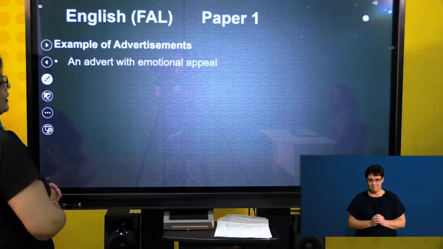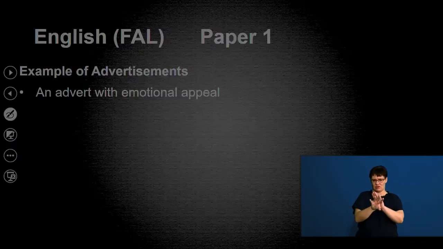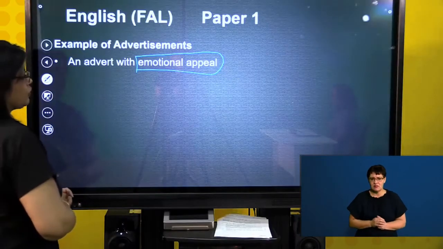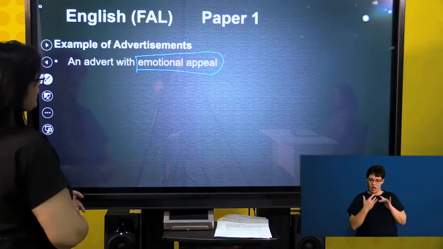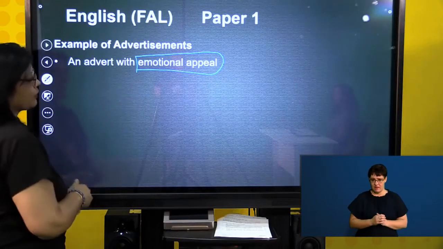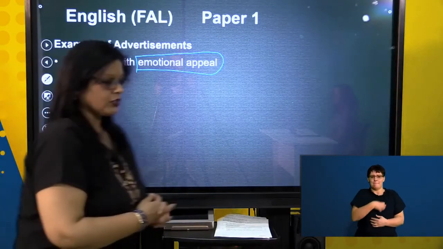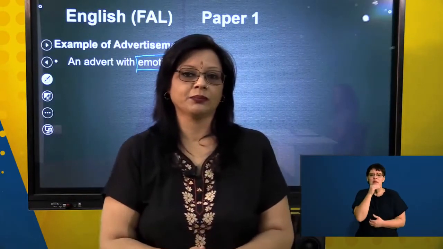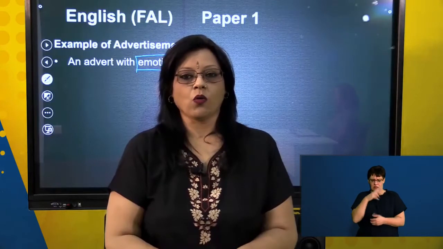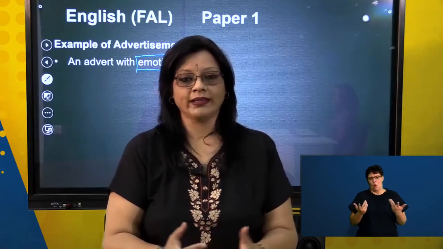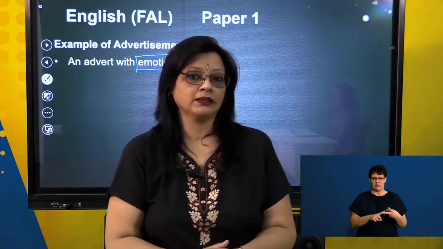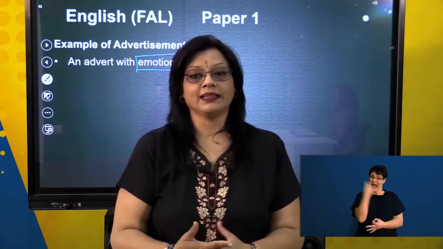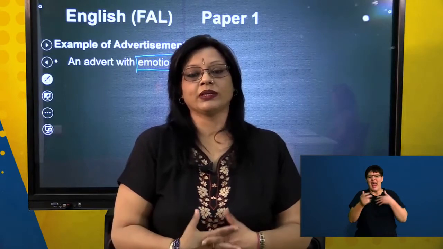So let's look at an advert with an emotional appeal. So the emotional appeal is where it obviously appeals to your emotion. And there are many, many different things we can look at when we talk about emotional appeal. So when we look at emotional appeal, very often people are very troubled by the way they look, or it could range from weight, it could range from the color of your skin, it could range from the whiteness of your teeth, it could range from anything that's obviously troubling you as a person.